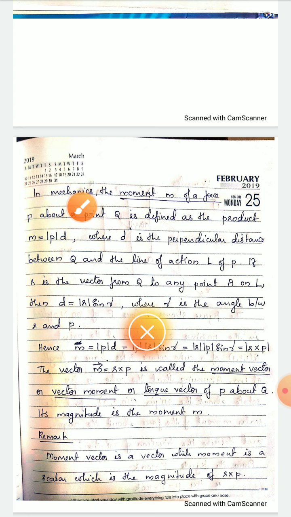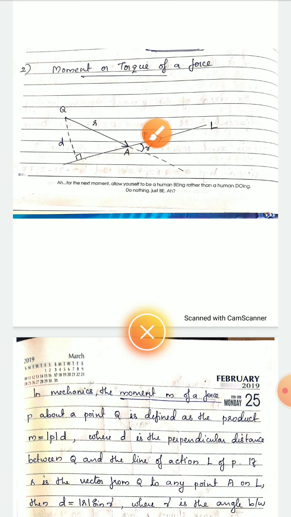Let's look at the theory part. In mechanics, the force is denoted by the letter P, and we have to find the moment of the force, which is denoted by the letter M. The moment of the force about the point Q is defined as the product M equals mod P into D. That is, the modulus of the force vector P times the perpendicular distance D from Q to the line L, the line of action of P.